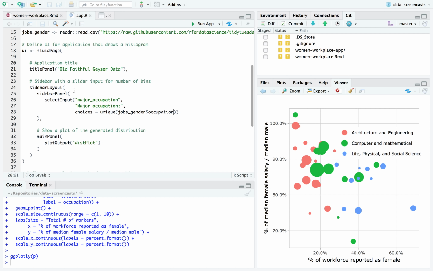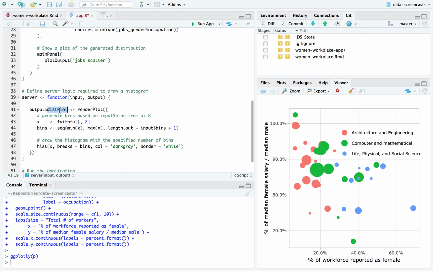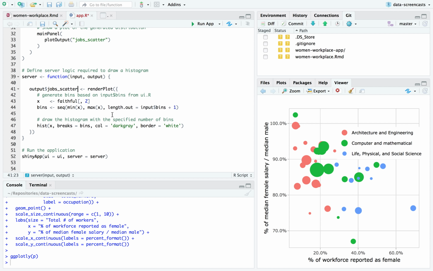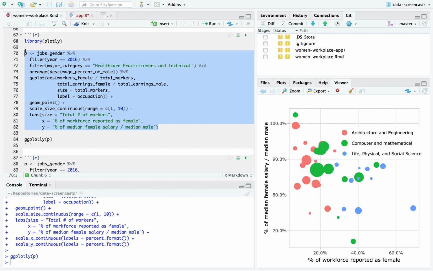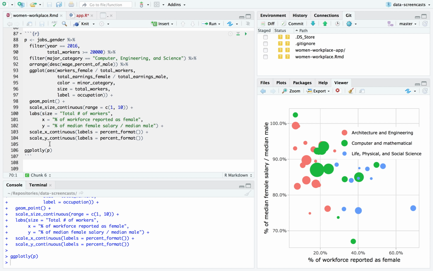If you haven't seen Shiny before, this is how I'm setting up a UI, and I'm going to call it scatterplot. I'm going to call it jobs scatter. Could be called kind of anything. Output jobs scatter. I'm going to render the plot, but I actually render plotly. And I'm going to do it based on our data here. I'm going to say use the polished version.